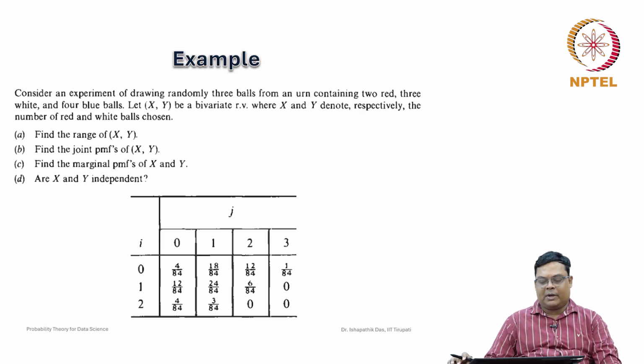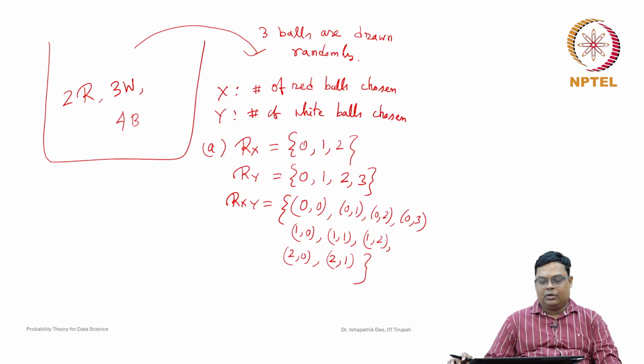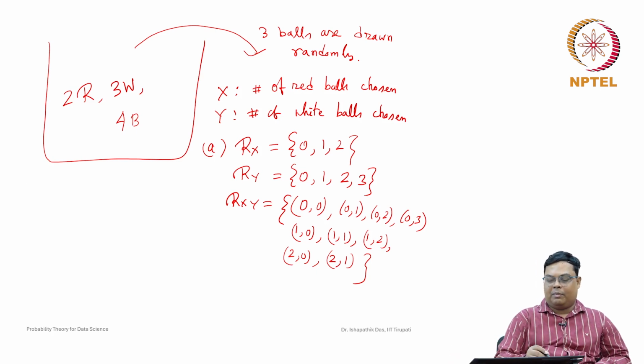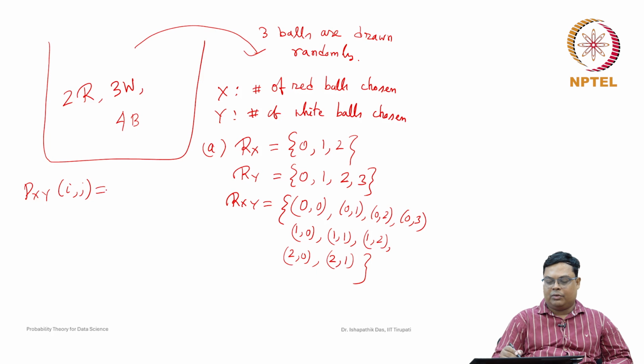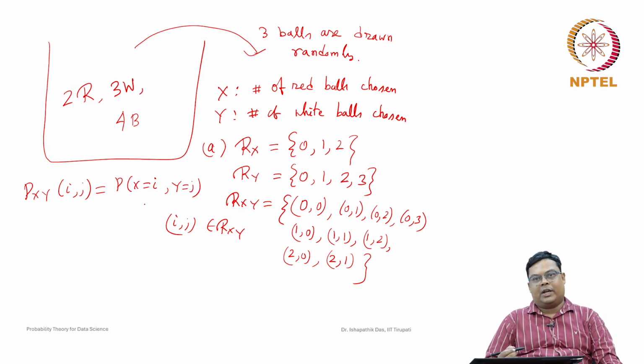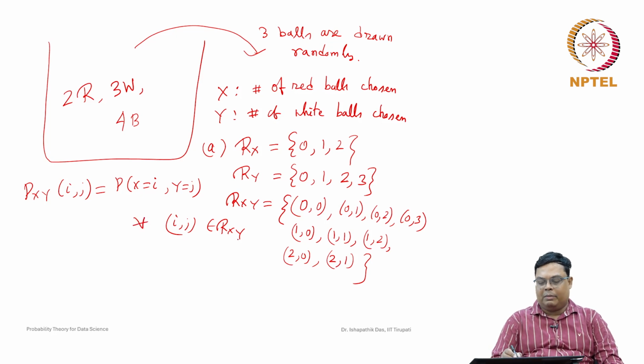Find the joint probability mass function of x and y. So, if you want to find the joint probability mass function, that means you have to find P_XY(i, j), where (i, j) belongs to R_XY, because these are the only possibilities you have to check. So, this is nothing but the probability of X equal to i, Y equal to j. We have to find out how we can find that.